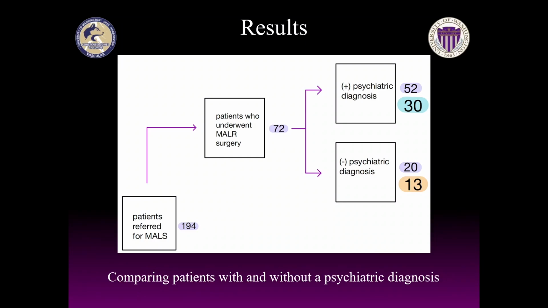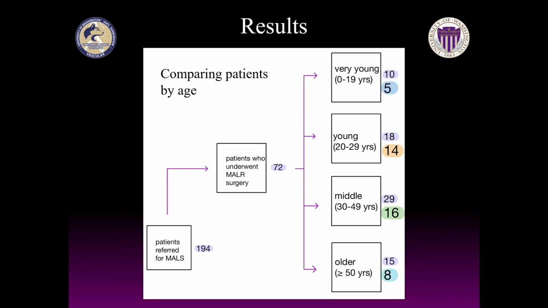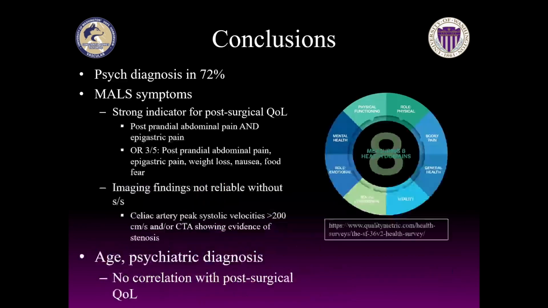Next, we compared the 30 subjects with a psychiatric diagnosis to the 13 subjects without. In this comparison, we observed no significant difference in quality of life score improvement between the groups. For our final comparison, we stratified patients by age, as shown here. An ANOVA analysis did not demonstrate that one of these groups differed from the others in terms of quality of life improvement. Of note, the 20 to 29 and 30 to 49 groups appeared to experience greater improvements than the under 20 and the 50 and older groups.